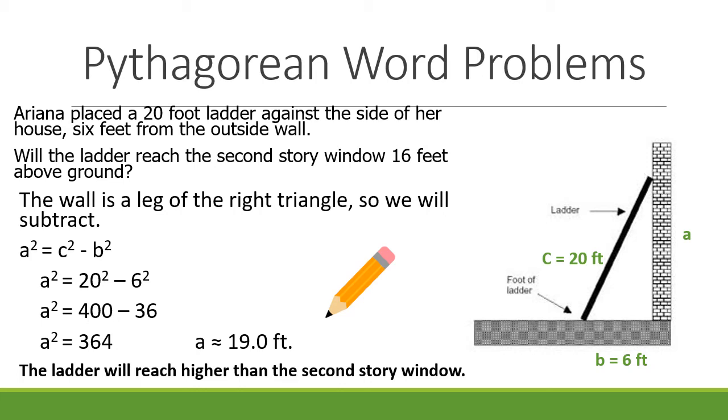And we'll just substitute the numbers we already have, 20 squared for c squared and 6 squared for b squared. When we subtract, we get 364. And when we take the square root, we get approximately 19 feet. So 19 is definitely more than 16. So the ladder will reach even higher than the second-story window. In fact, they might want to pull the ladder back a little bit if they need to reach exactly. It's not quite clear from the story, but we know it will reach at least 16 feet because it's going up to 19.